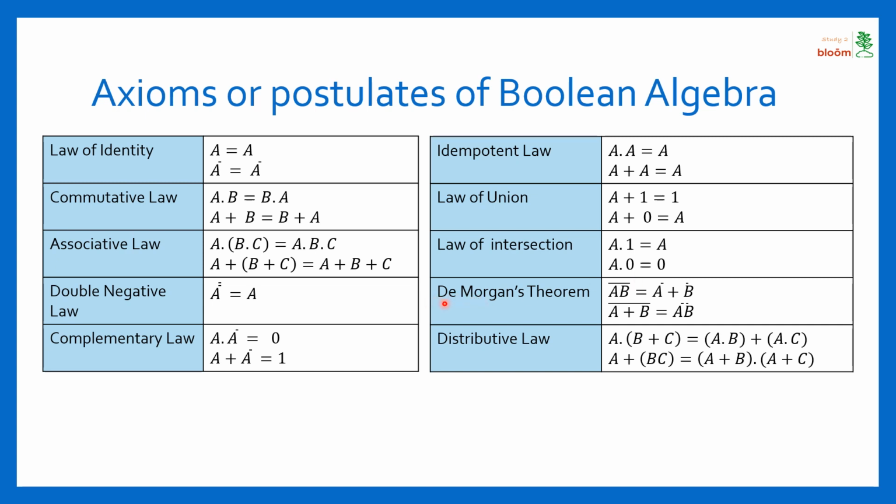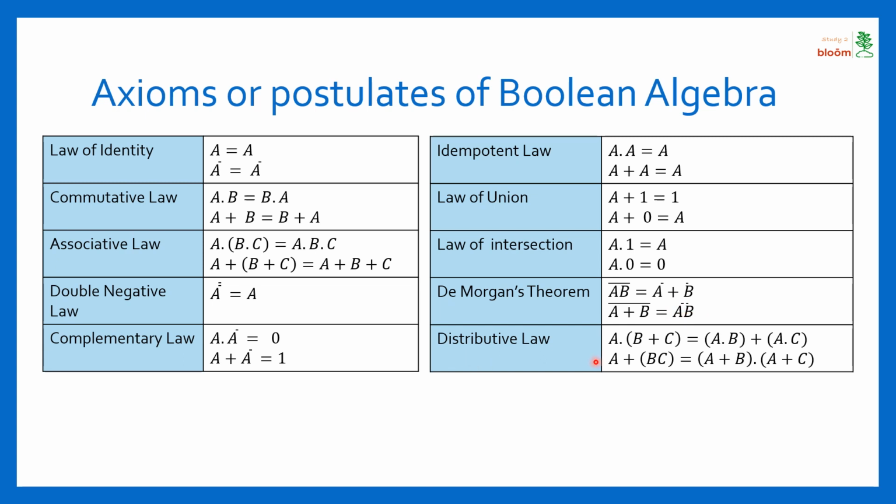Then De Morgan's theorem. It is very important because we need this when we are simplifying Boolean expressions. Negative of AB equals negative A plus negative B, and the opposite, the second law, is negative of A plus B equals negative A negative B.